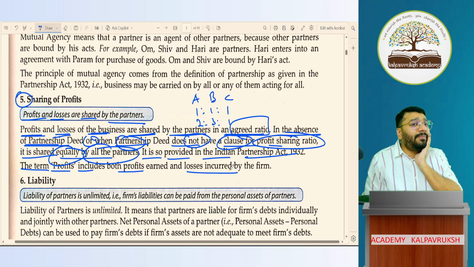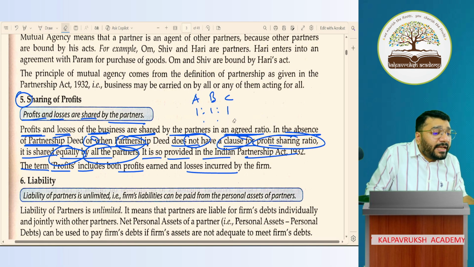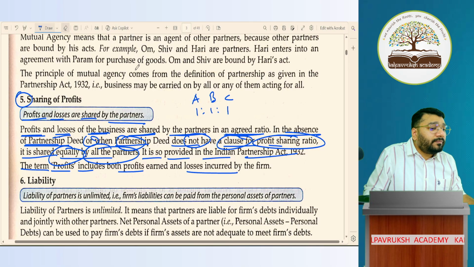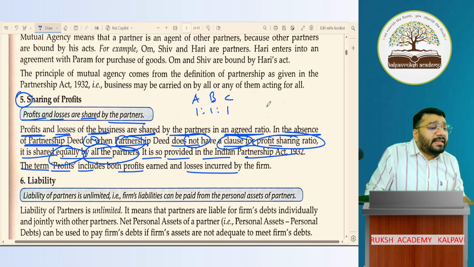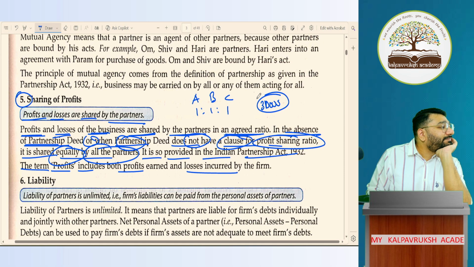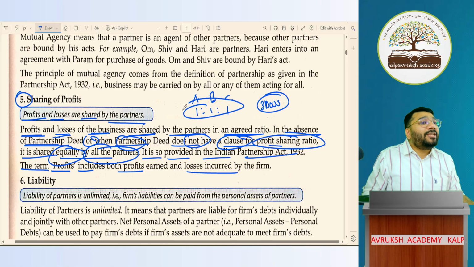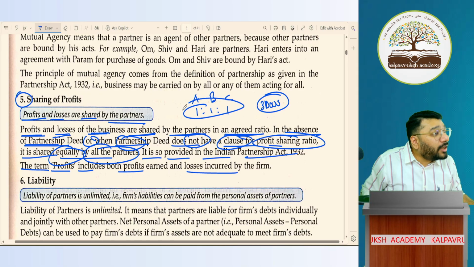Now the question that comes is: A, B, C are 3 partners. They agreed the profit sharing ratio to be 1:1:1. But in the first year of business, they had a loss of 30,000 rupees. What is the loss sharing ratio? Should it be something different? No. Whatever the profit sharing ratio is, that itself is the loss sharing ratio.